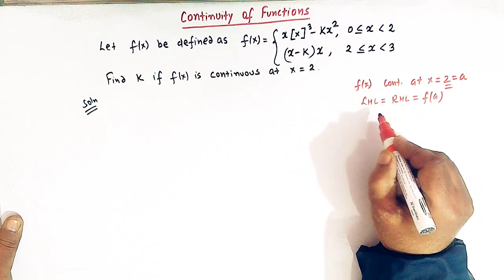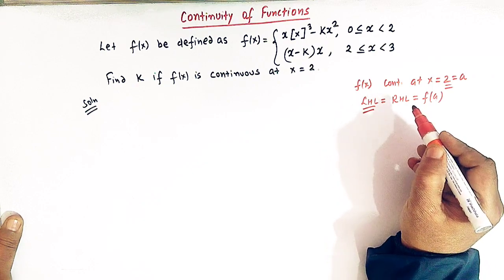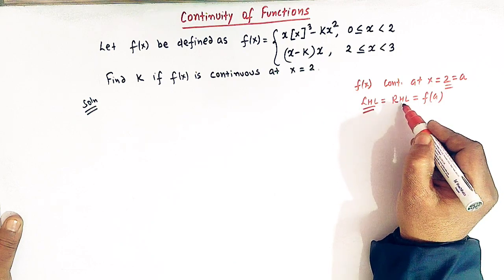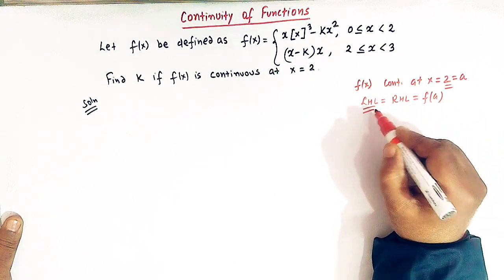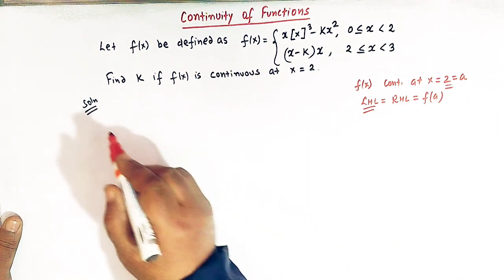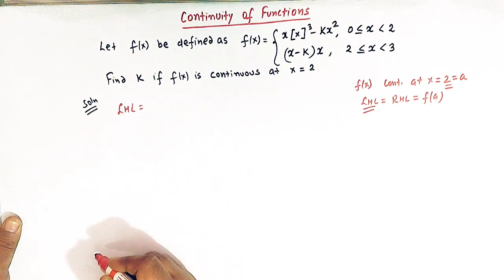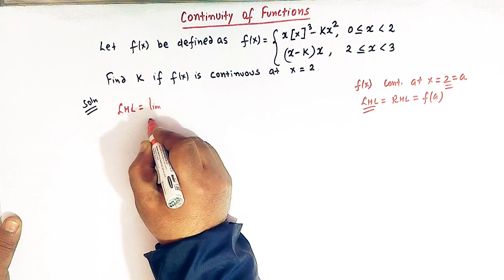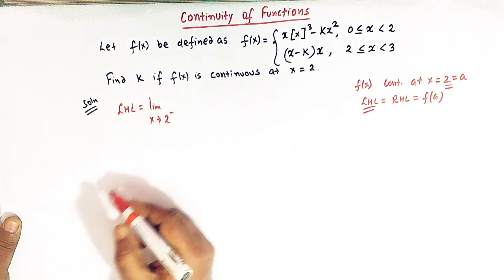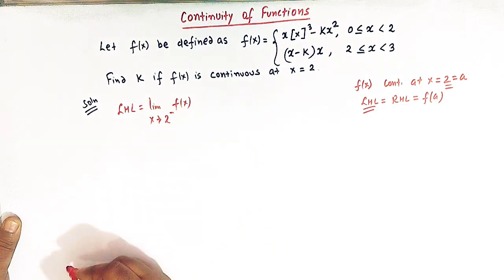So a function is said to be continuous if the left hand limit exists and is finite. Similarly, the right hand limit exists and is finite, and both the limits are equal to each other and further equal to the value of the function at the given point, right? So here we'll first find out the left hand limit. The notation for the left hand limit is limit x tends to 2, with a negative sign, of f(x), right?